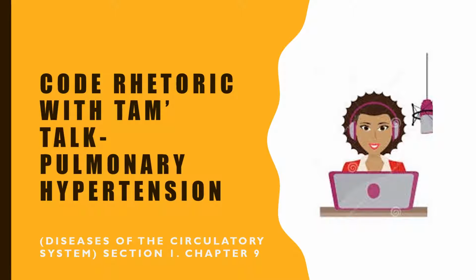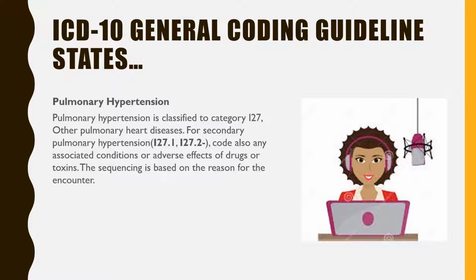In this lesson, we will be focusing on pulmonary hypertension. Our ICD-10 General Coding Guidelines state that pulmonary hypertension is classified to category I27, other pulmonary heart diseases. For secondary pulmonary hypertension, which is category I27.21 through I27.29 with the fifth digit, code also any associated conditions or adverse effects of drugs or toxins. The sequencing is based on the reasoning for the encounter.